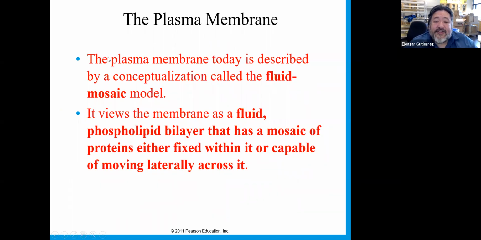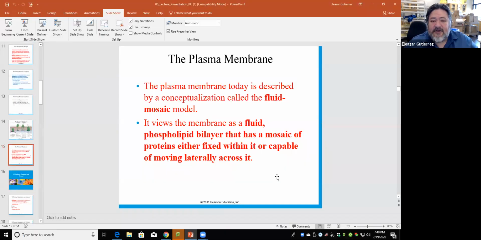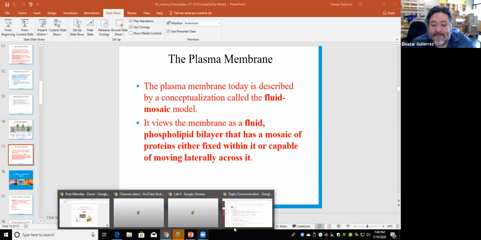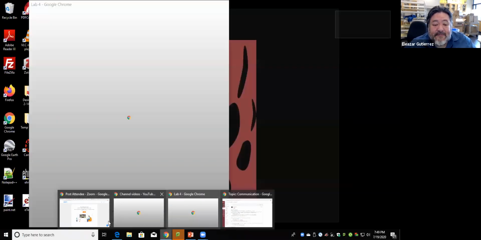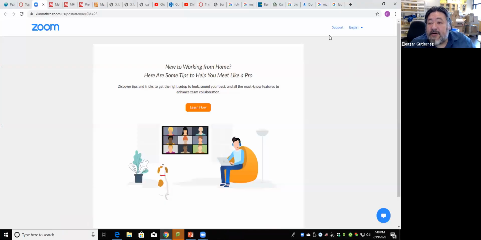Okay, so it says the plasma membrane today is described as a conceptualization called the fluid mosaic model. It views a membrane as a fluid phospholipid bilayer that has a mosaic of proteins either fixed within it or capable of moving laterally across it. I don't think this does it justice. Do you? Let's go over here.